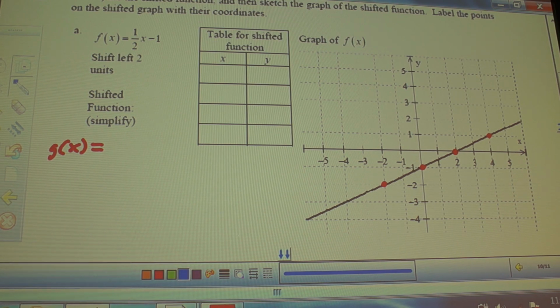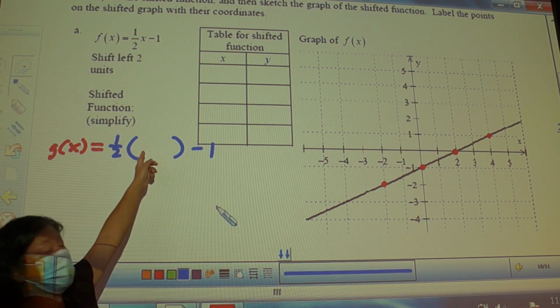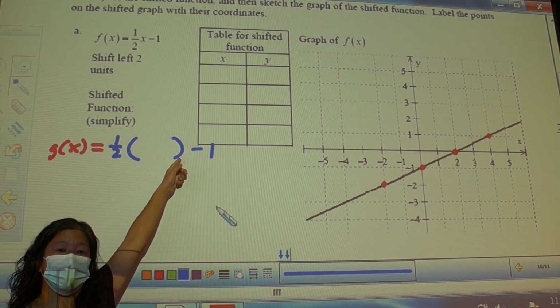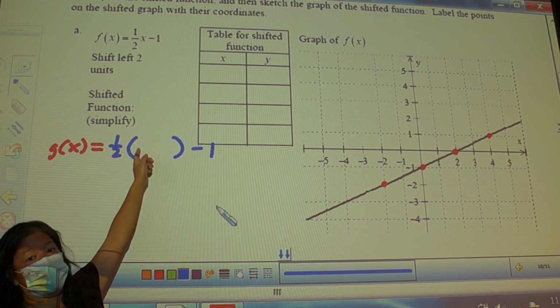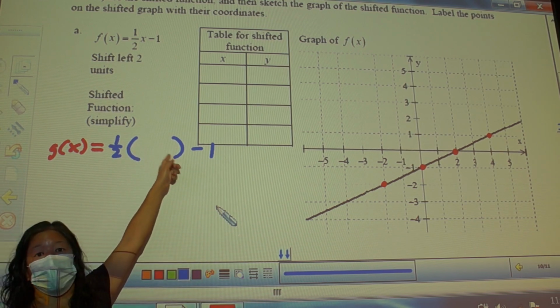Okay, so now with your colored pen, first of all, you guys have written 1/2, giant parentheses where the x is, minus 1. Has everybody done that? Okay, then figure out what goes inside of the parentheses. X something, right? So it should be x what? If we're going to go left 2, it should be x plus 2. Right? If it was right 2, it'd be x minus 2. But since it's left 2, it's x plus 2. Goes right inside there.